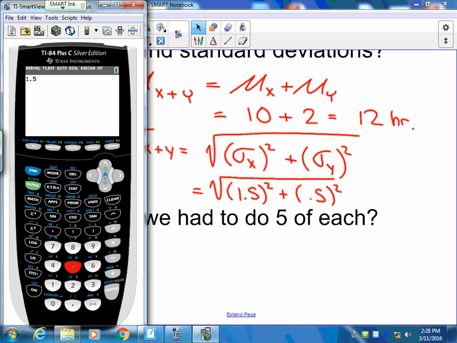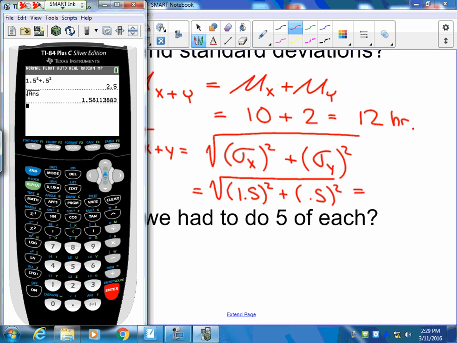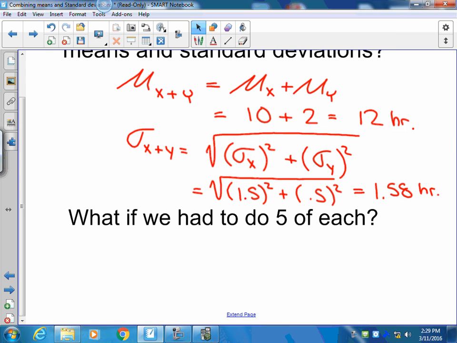We've got 1.5 squared, squaring our standard deviation, plus our other standard deviation squared. So we have to square these values before we can combine them. Once we've combined them, then we can square root that answer and get our combined standard deviation. Okay, so it's not a simple addition. We can see that it actually didn't grow much from the standard deviation of the one situation. Okay, but we have to consider that overall.